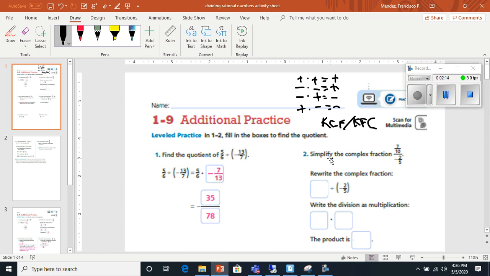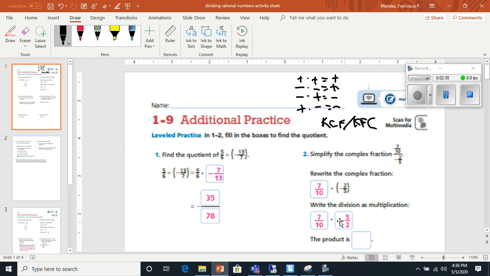All right, next let's go to number 2. It says simplify the complex fraction. Rewrite the complex fraction where every fraction is a division problem. So this is really 7 over 10 divided by negative 2 over 5. Now it says write it as a multiplication problem. Well, remember we can use keep, change, flip to turn that 7 over 10 and multiply it to negative 5 over 2.